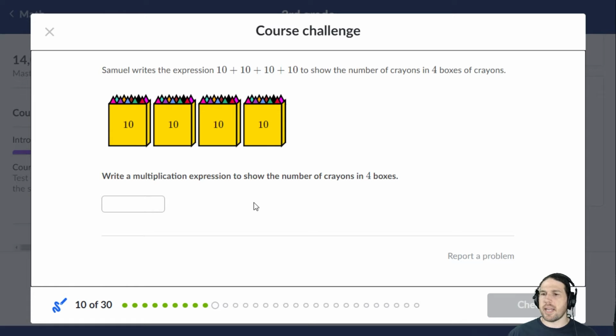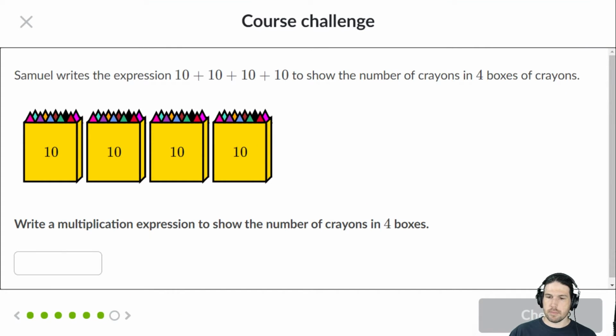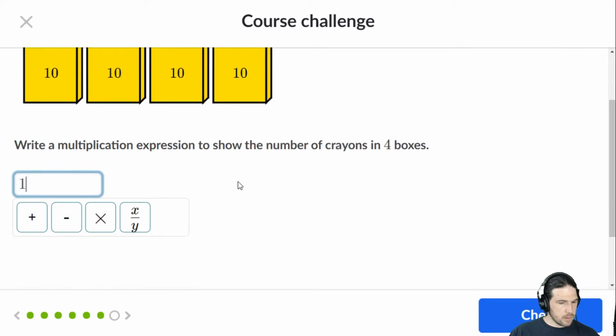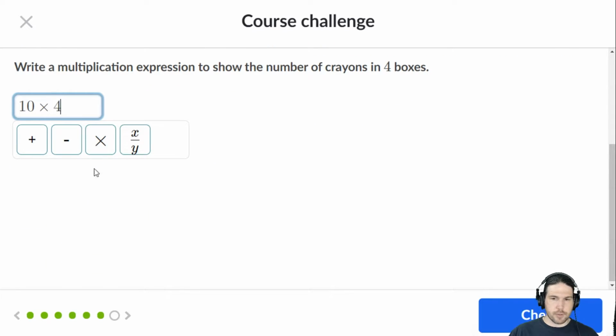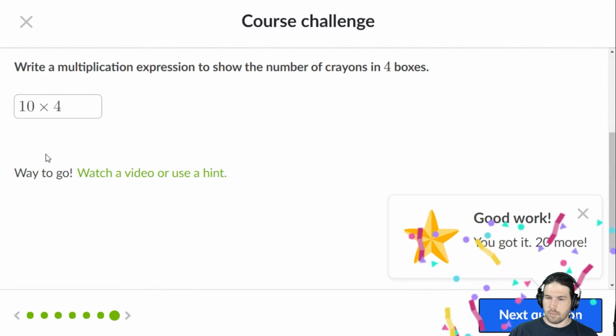Samuel writes 10 plus 10 plus 10 plus 10 to show the number of crayons in 4 boxes. Write a multiplication expression to show the number of crayons in 4 boxes. I'm going to say 10 times 4. 4 times 10 would also be correct.